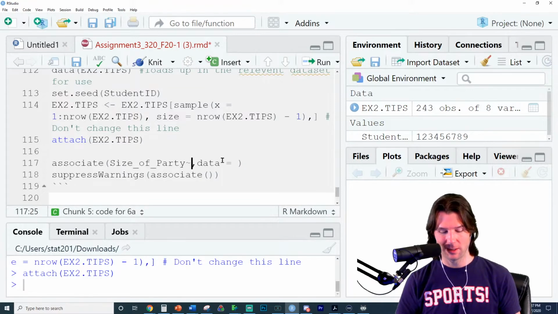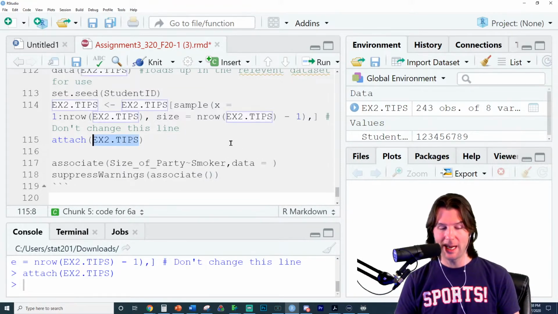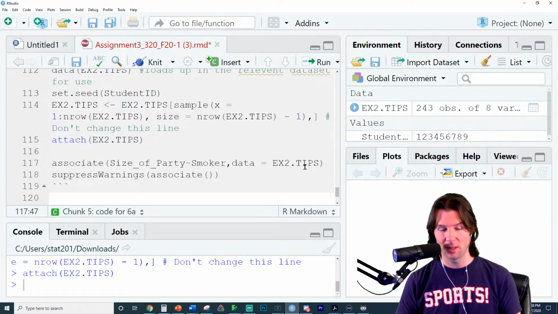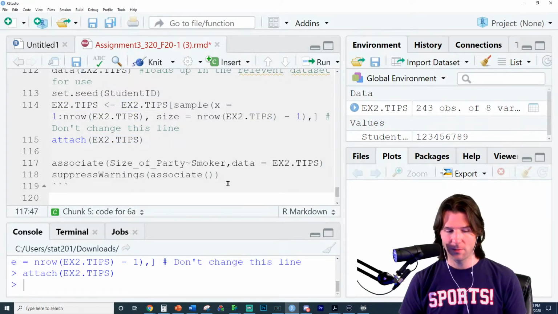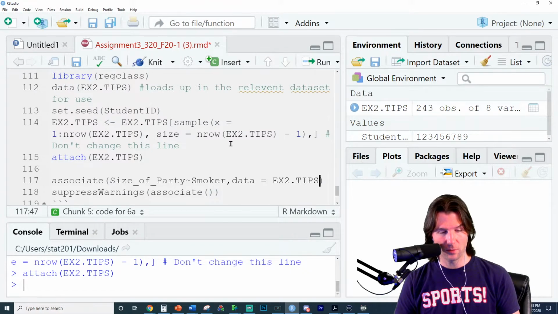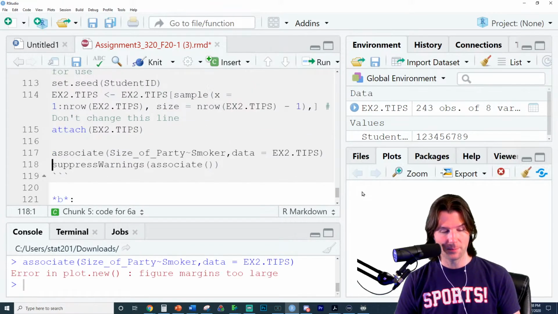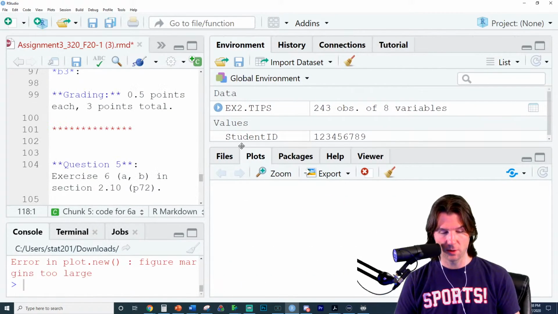Attach makes it so we can type in things like smoker and it reaches them. So with attach, you can actually use the variables without putting the data frame. And I think we have everything right here good. And did this overwrite? Yeah, overwrite ex2 tips. Yep. Figure 2 large for margins.